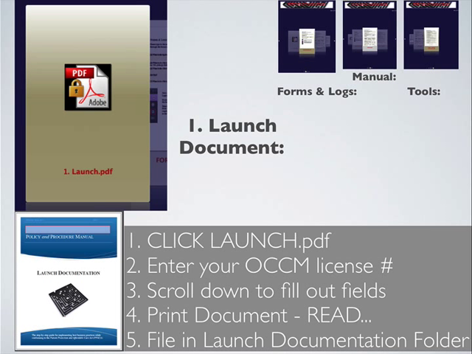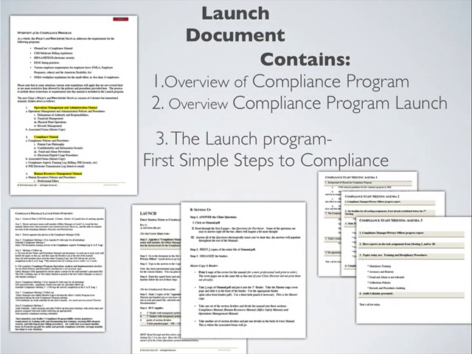So first, for the launch document, click Launch.pdf, enter your OCCM license number, and scroll down to fill out the fields. These are things like your office address and name, basic information. You then want to print the launch document and read it and file it appropriately in the launch documentation folder. The launch document contains an overview of the compliance program as well as an overview of the launch of the compliance program, as well as how to begin your compliance program, first setting up the folders, and staff meetings and getting ready for the staff meetings for compliance.